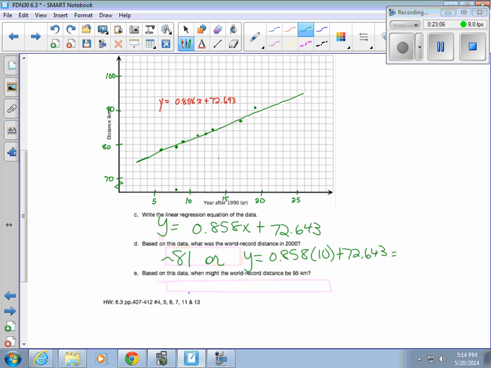So then it says, based on this data, when might the world record distance be 95 kilometers? So 95 kilometers again is outside, so 92.4. So 95, if we go across, oh, I should do a different color. Let me do purple. Well, if I had extended my line, you'd see it hits it at approximately here, which would be about 26 years.